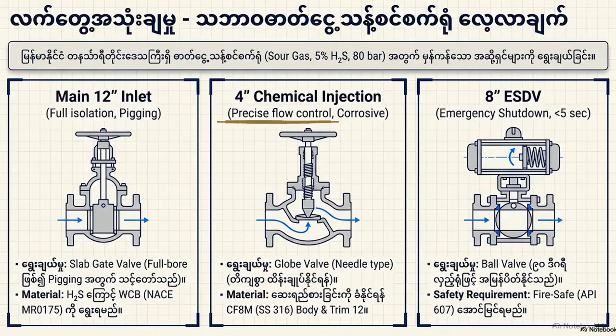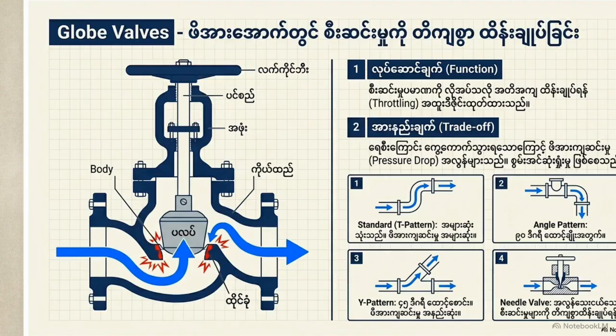Moving to Node 2, the 4-inch chemical injection line, the mechanical requirement shifts. We no longer need full-bore flow. Instead, we need precise, proportional regulation of the injected corrosion inhibitor. The solution is a needle-type globe valve. A tapered plug is driven into the seat interface, allowing minute, proportional changes to fluid volume. But this precision forces the fluid through a tortuous S-shaped path.